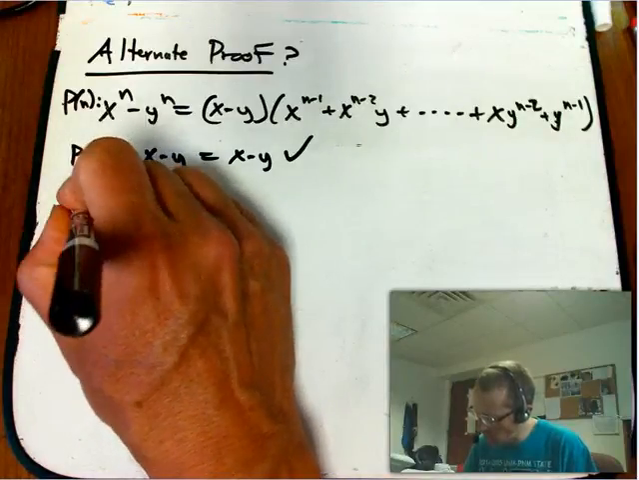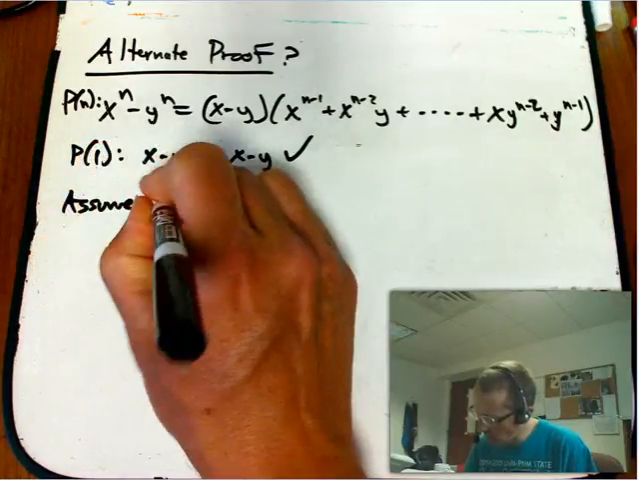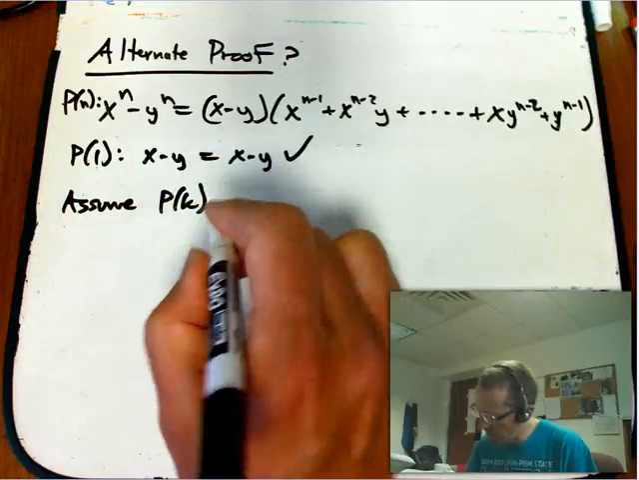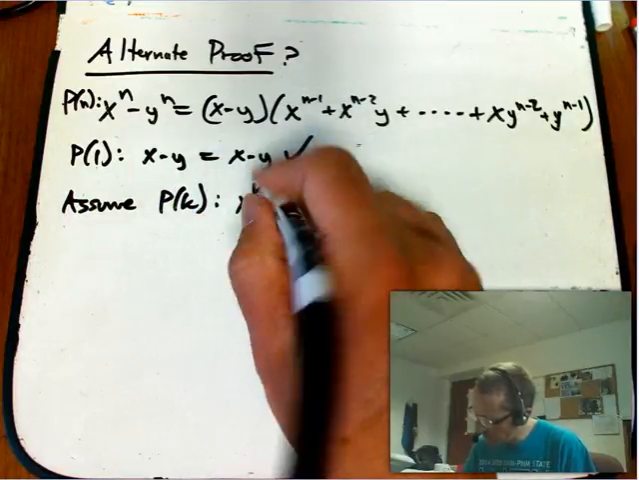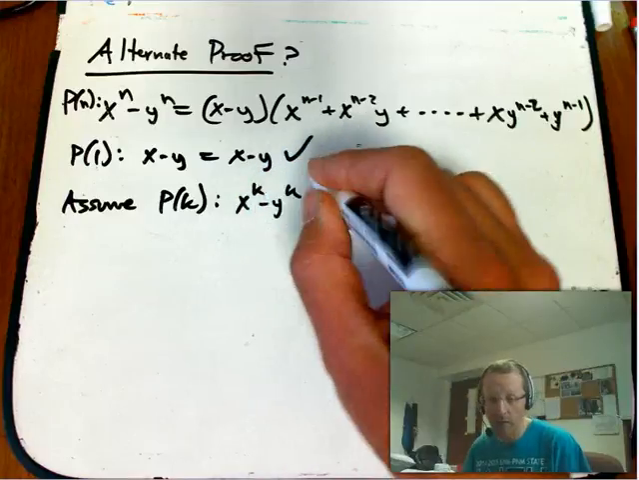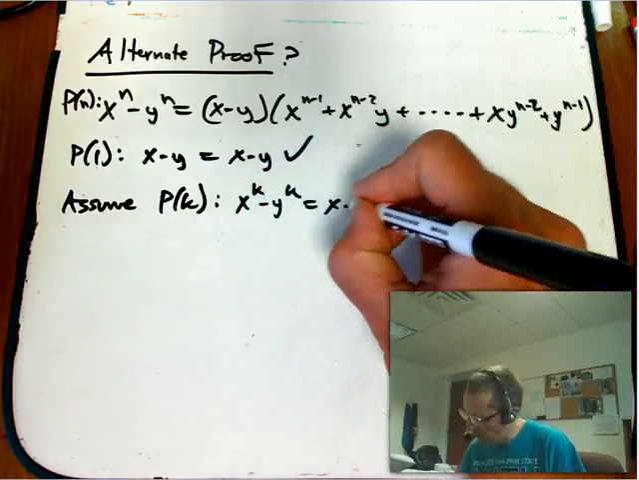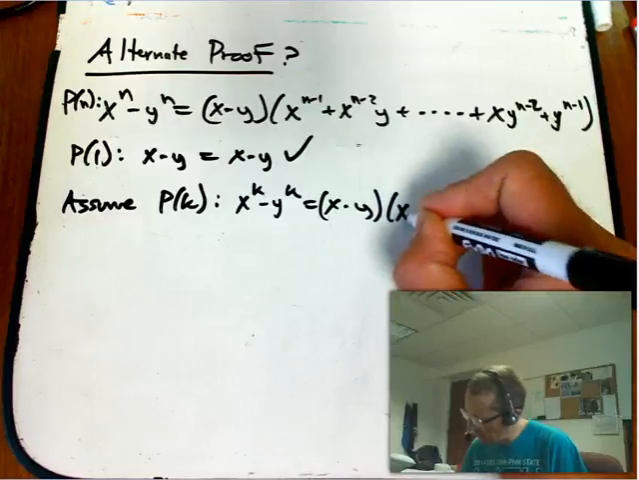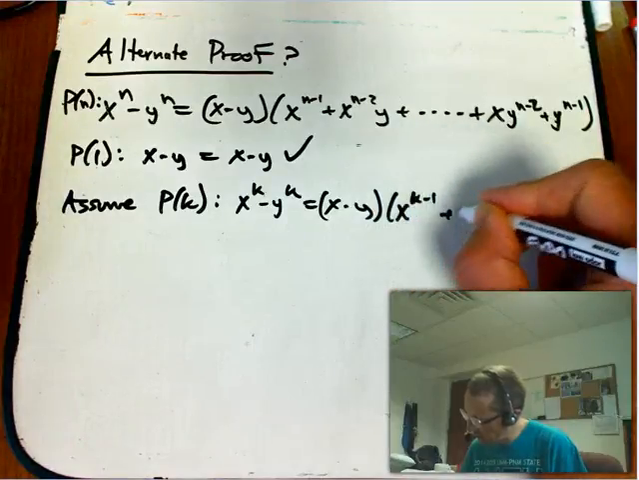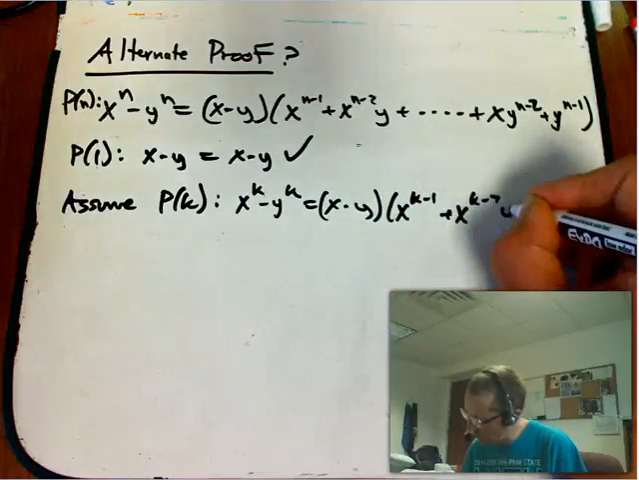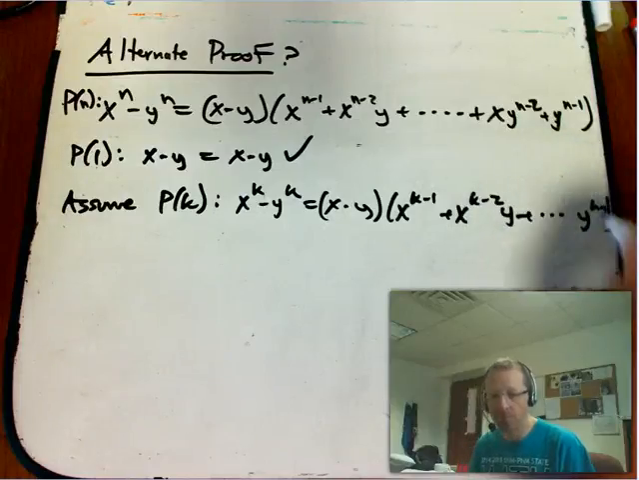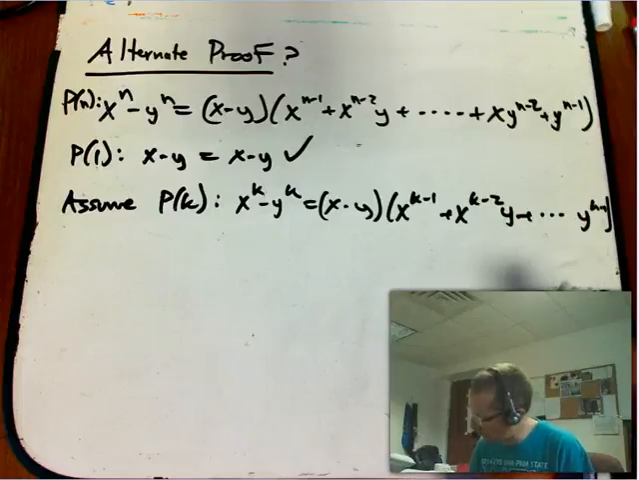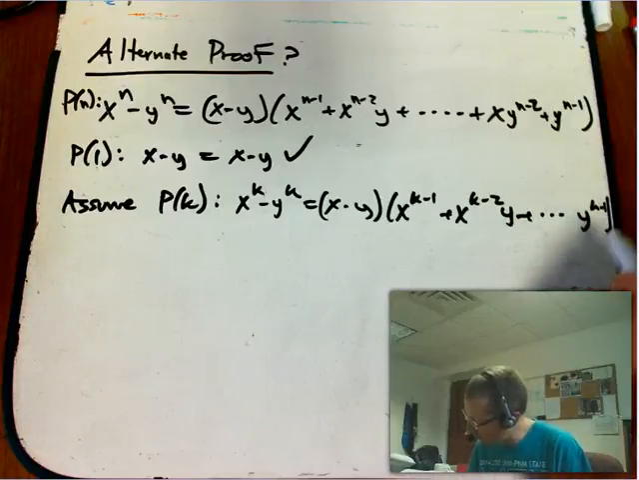So now we assume P of k, and so we're assuming that x to the k minus y to the k is equal to x minus y times x to the k minus 1 plus x to the k minus 2 y plus all the way to y to the k minus 1. There's a k minus 1 there.